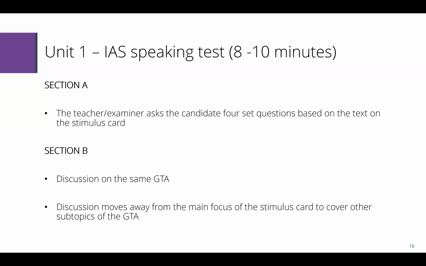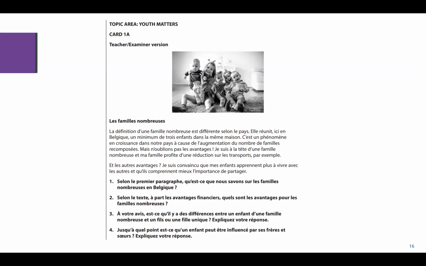Okay, so focusing on section A, you will have a teacher examiner book. There is a booklet, and there are lots of cards in there, and your card will look like this. This is one from 2023. I just took any one really. This is on Youth Matters, and the card will be on, as I said before, one of the sub topics.